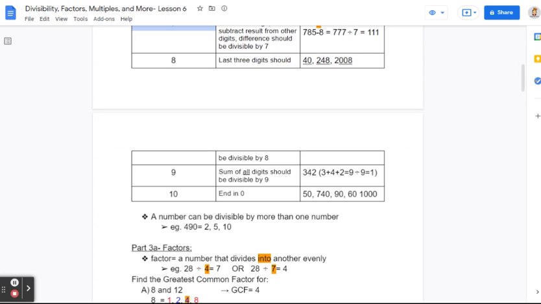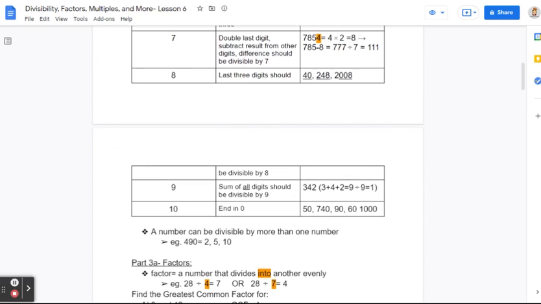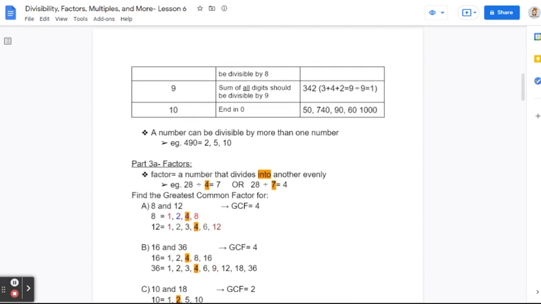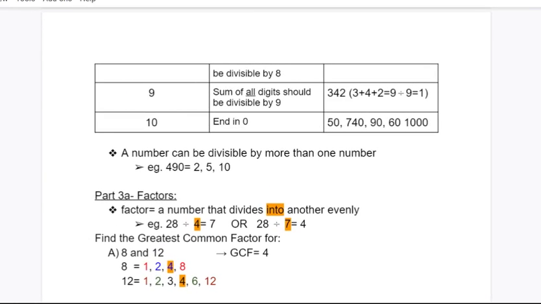For 8, the last 3 digits should be divisible by 8. So, for example, 40 is divisible by 8, 248 is divisible by 8, and 8 is also divisible by 8, obviously. So 9 is the sum of all the digits should be divisible by 9. So say we have 342, 3 plus 4 plus 2 is 9, divided by 9 is 1. So that number 342 is divisible by 9.